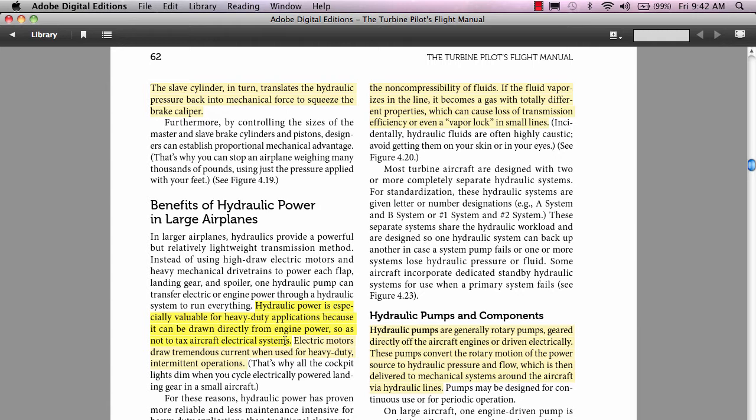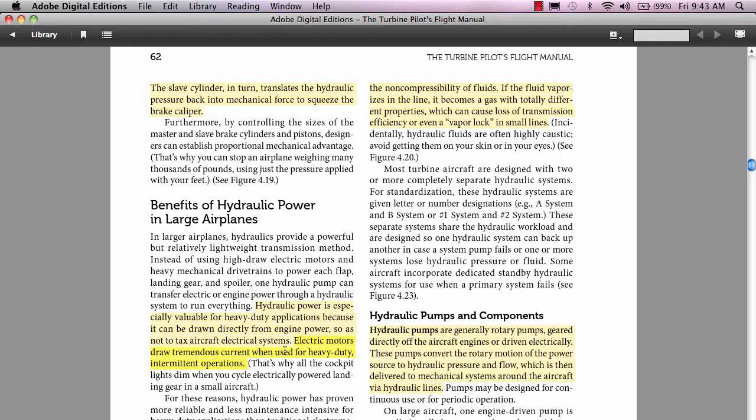normal applications of hydraulics. It goes on to say that electrical motors draw tremendous current when they're used for heavy-duty intermittent operations. Now intermittent means, okay, we hit the switch, we need it activated, then it stays dormant for a while, and then we have to activate it to do something else. And so when the electric motors are turned on and off like that, they have to draw current. As we saw in the electrical system, when you draw current, remember how many amps did the aircraft draw on startup? Like 2,000 amps momentarily for just a second. You can't have that going on in the aircraft system on an ongoing basis, so they use the hydraulic systems for this heavy lifting.